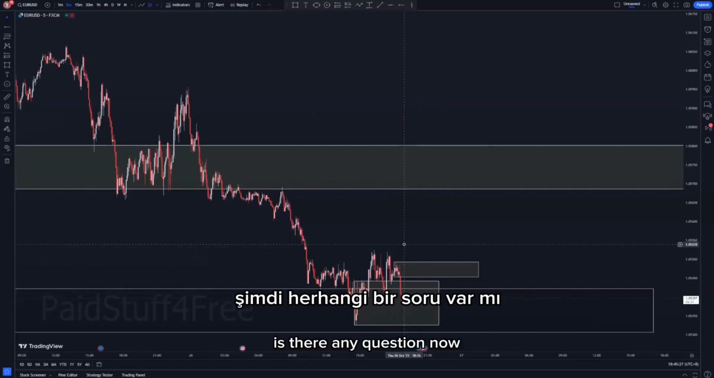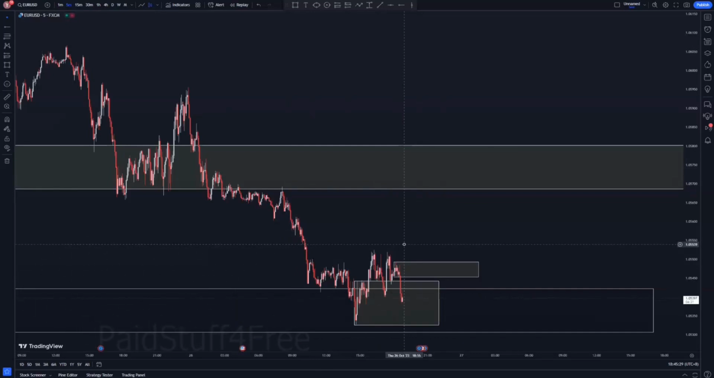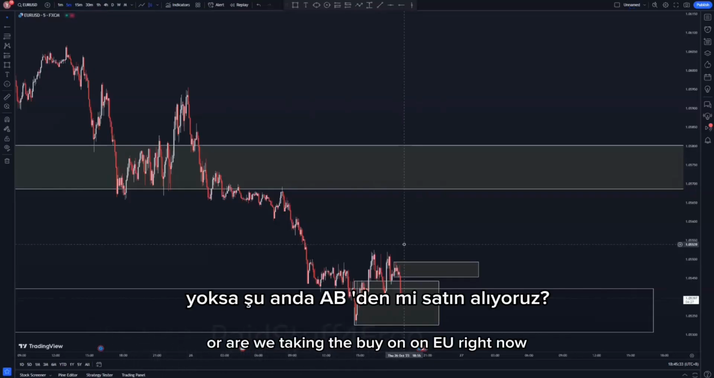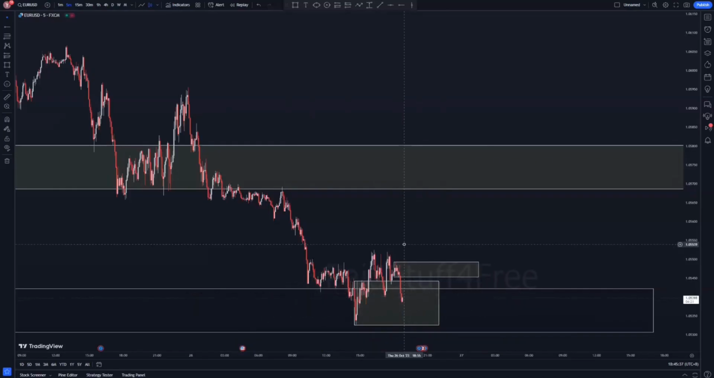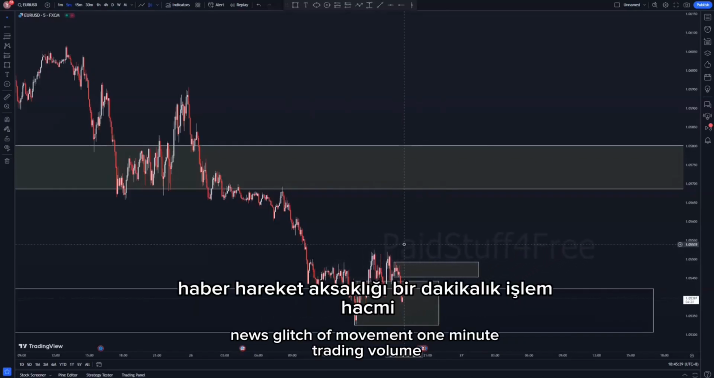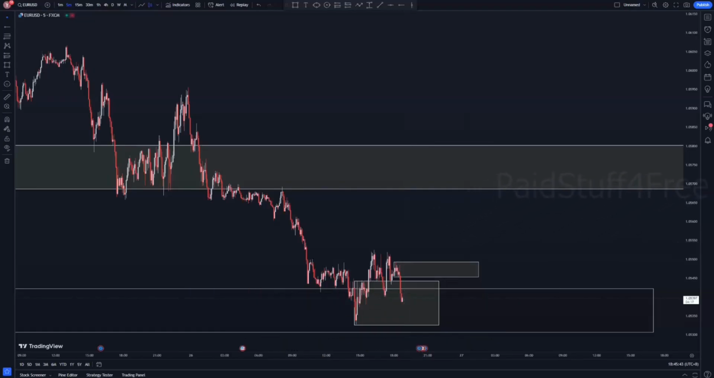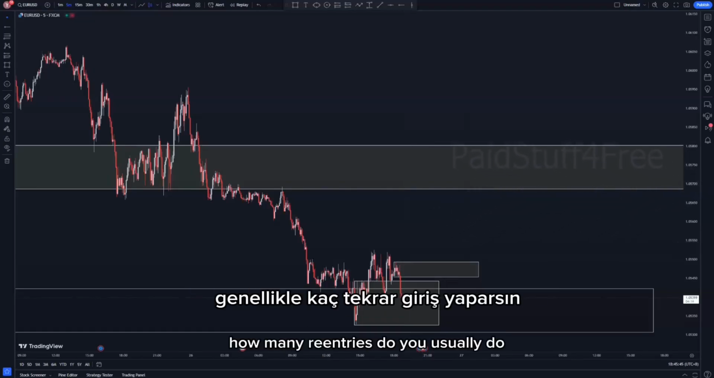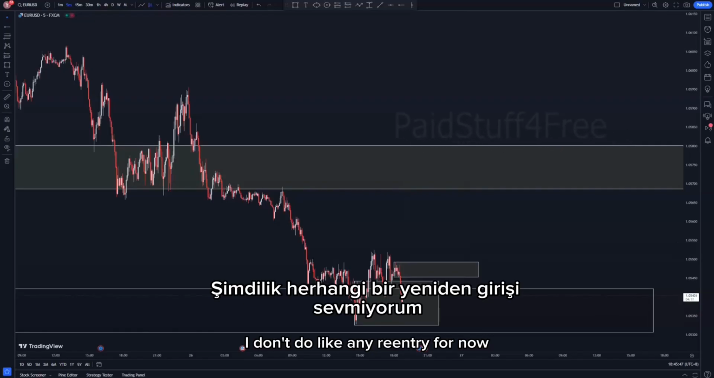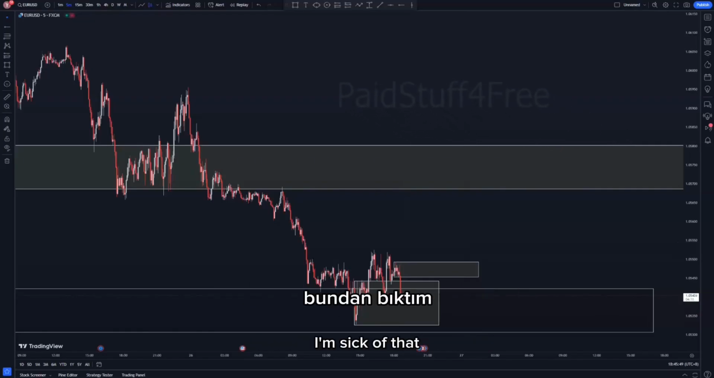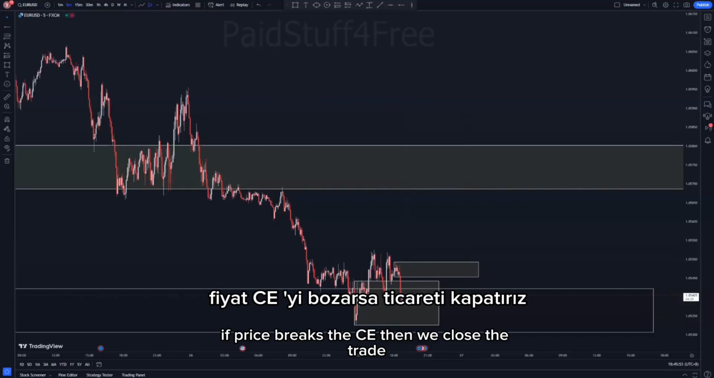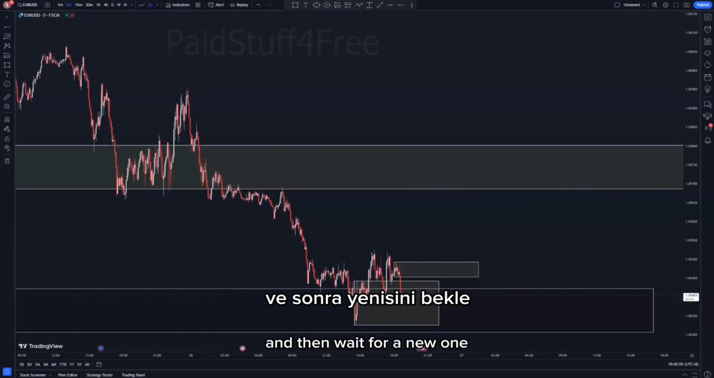So is there any question now? Or are we taking the buy on EU right now? News, glitch of movement, 1 minute trading, volume, trading journaling, momentum spike. How many re-entries do you usually do? I don't do any re-entry for now. So if price breaks the CE, then we close the trade, and then wait for a new one.